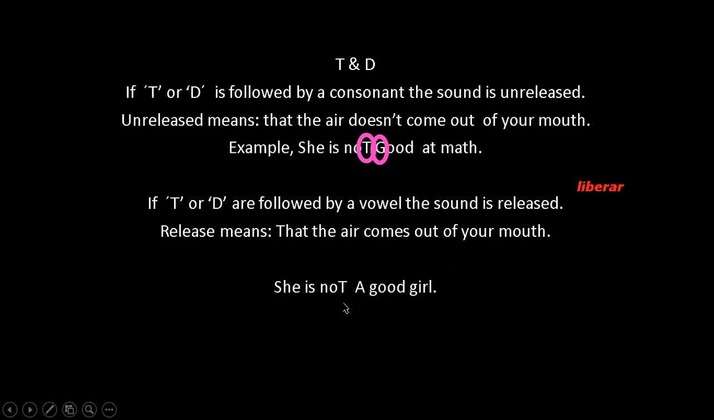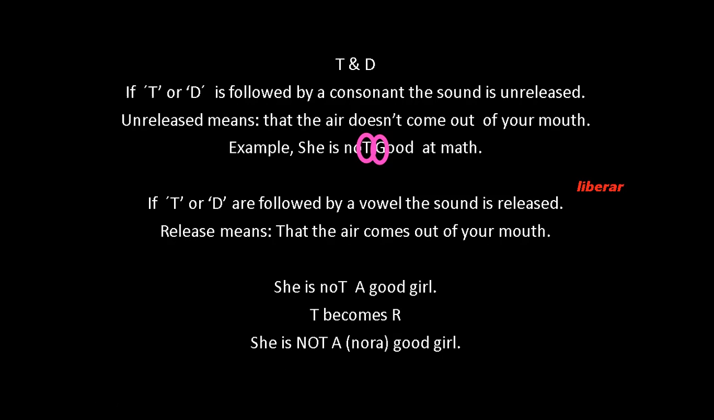Example: she's not a good girl. And how do we know this? The T becomes an R. She's not a good girl. So in this case, this T can become an R, right? Look at this: she's not a good girl. In some cases, we have heard this kind of pronunciation, but we don't know why you pronounce it this way. It's because we have released and unreleased sounds, so everything depends on this, right? If T or D are followed by a consonant, the sound is unreleased. If T or D are followed by a vowel, the sound is released. So we don't say it separately; they say she's not a good girl.